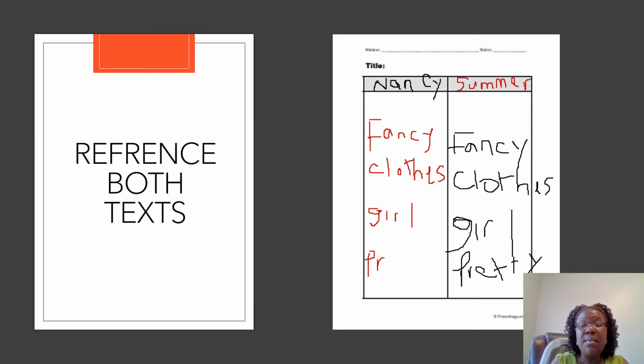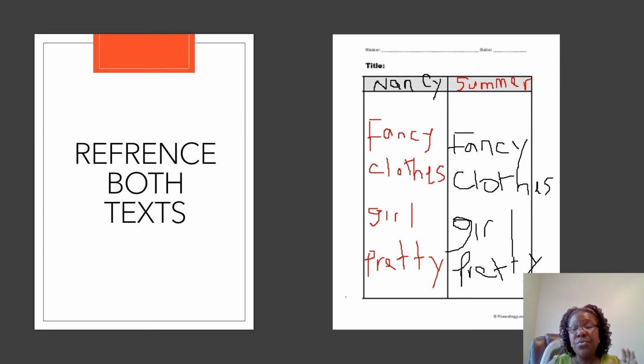So as I'm finished writing, what do you notice between the two girls? Yes, they have a lot of things in common. In common means they have something that's the same. So they have a lot of things that are the same. And I just wrote three things. Well, one, two, three. Yes, I only wrote three things, but there's so much more that they have in common.